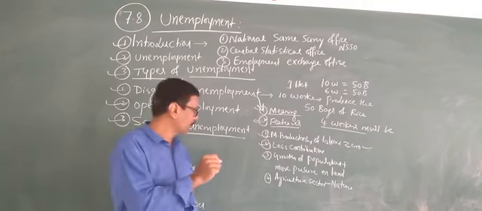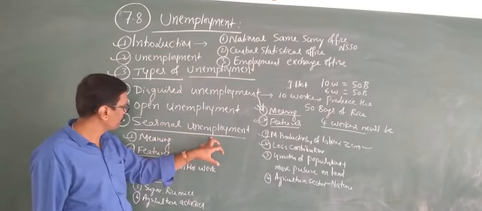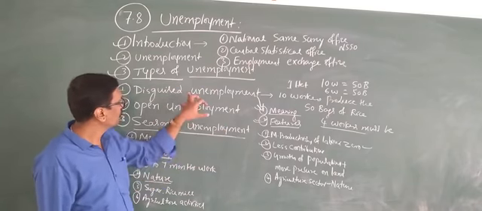I think this is a 4 marks question, 2 marks question. What is unemployment? Then what is disguised unemployment? Give an example. What is open unemployment? What is seasonal unemployment? Give an example. Then what are the features of disguised unemployment? What are the features of seasonal unemployment? Features are characteristics or properties, whatever it may be.